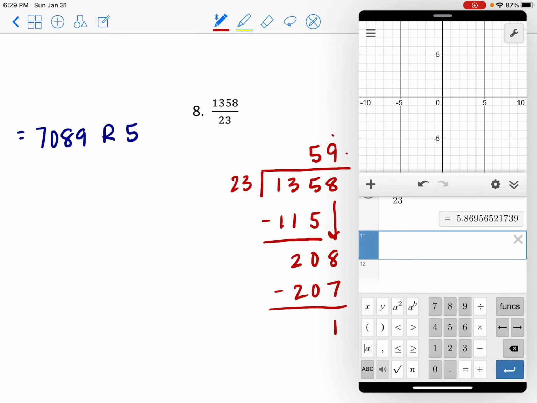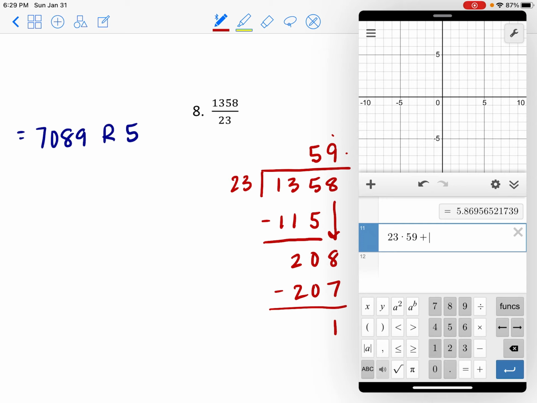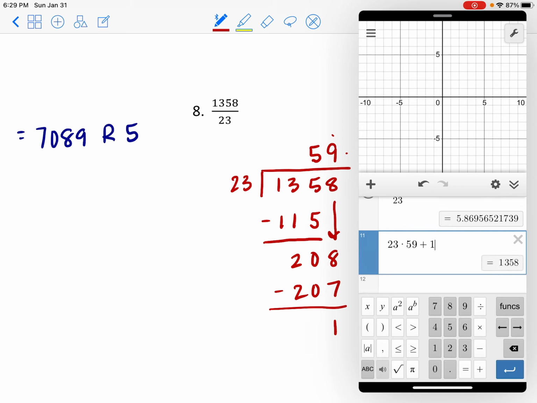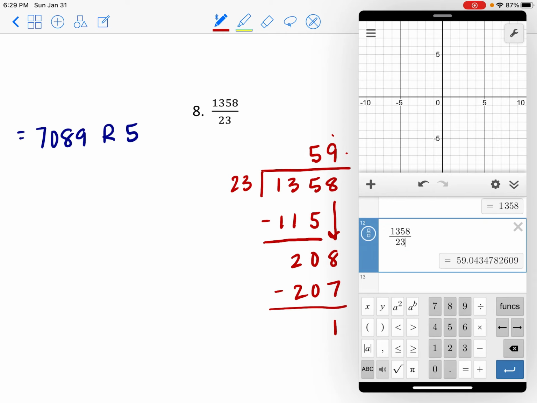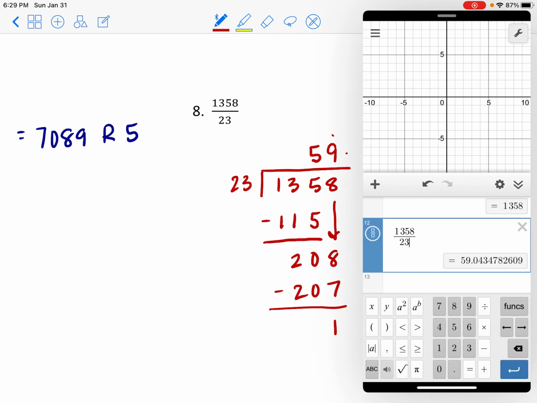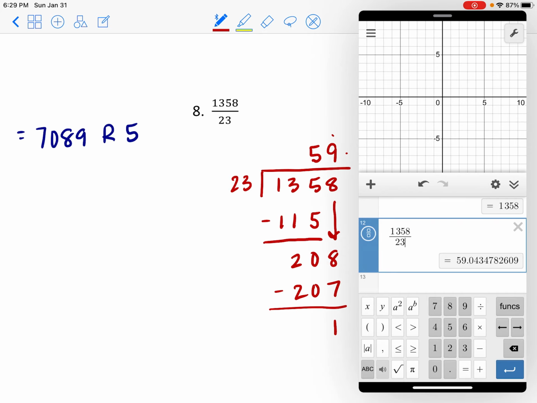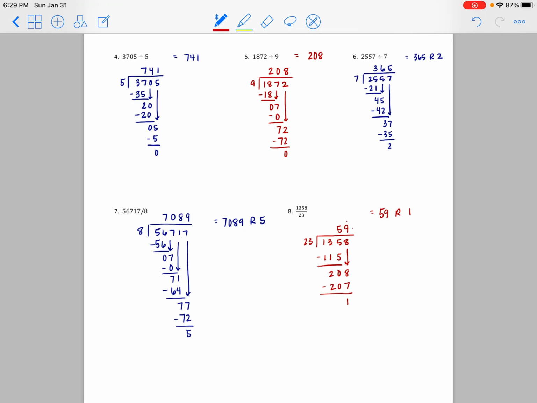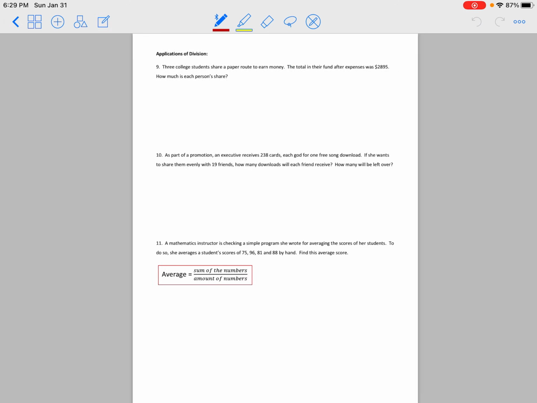So again, I can do 23 multiplied by 59 and add that remainder of 1, and it takes me back to my dividend. And if I see with my calculator here 1,358, if I divide it by 23, I know I at least have the right quotient of 59, right? And then I can work backwards to try to find the remainder if necessary. Okay? So there's long division, fun times.